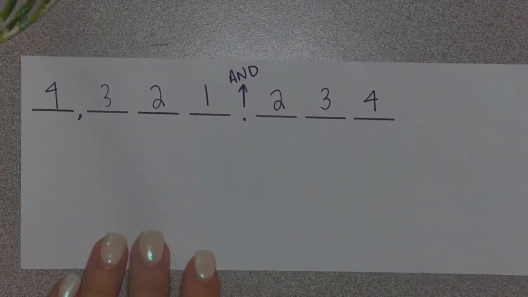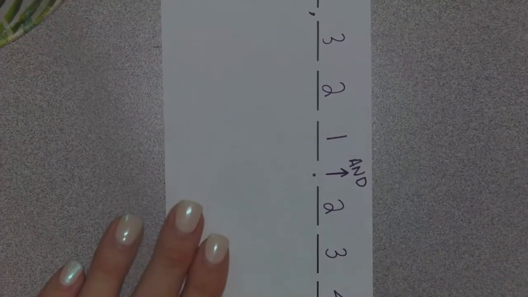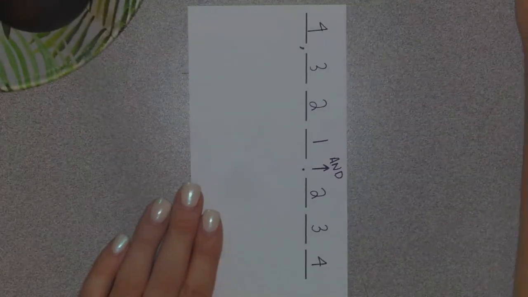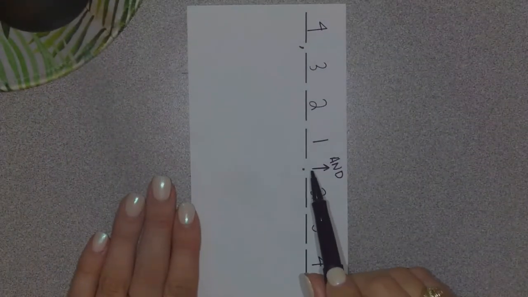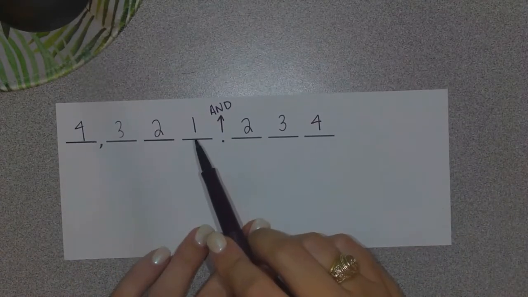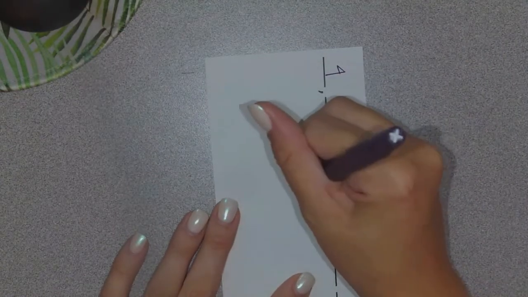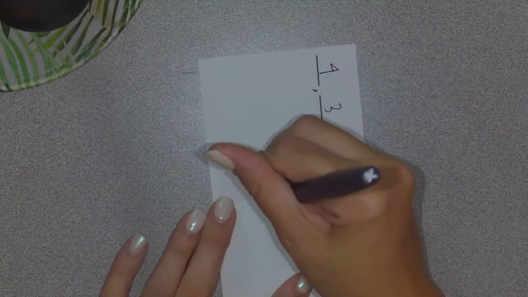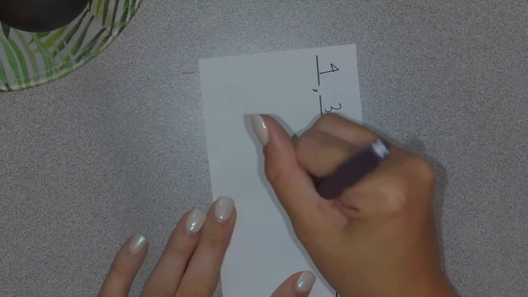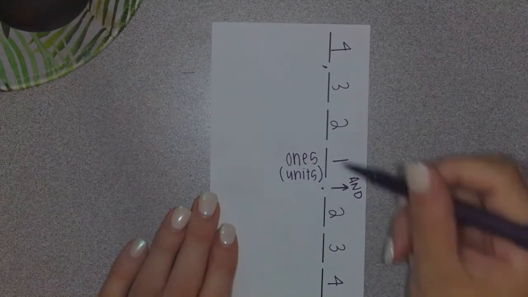Okay, so now let's put the two together. We said place is the location, value is the worth. So let's talk about place value. I'm going to turn my paper sideways for this one. I'm going to zoom out just a little bit. Okay, so I want to focus on where the decimal is. The very first one to the left of our decimal, that is our ones place. You're also going to hear the ones referred to as units. Those are interchangeable terms. So ones are units.